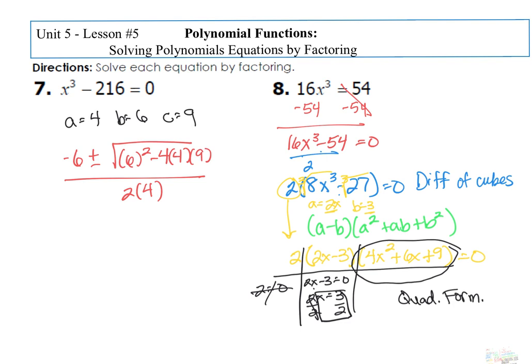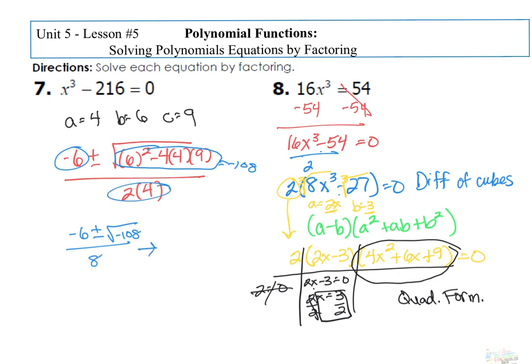Again, this will yield imaginary solutions, so we're going to simplify it in parts. This stays negative 6 plus or minus the little radical. 6 squared minus 4 times 9 equals negative 108. That's what we'll put underneath the radical, all over 2 times 4, which is 8.